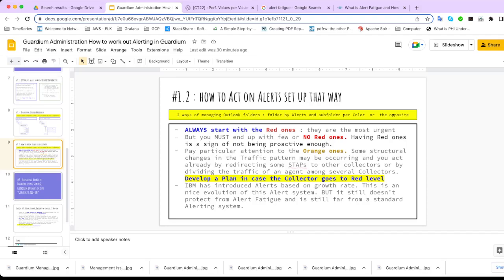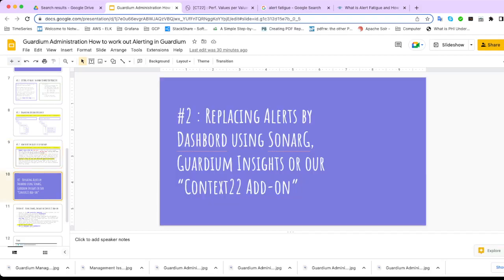Okay, so that's why there is another way, where basically you forget about alerting, or you keep the alerts only for really dire stuff, as the last kind of layer. Basically you try to replace the alerting system with dashboards, using SonarG, Guardium Insight, or the Context 22 add-on for Guardium.